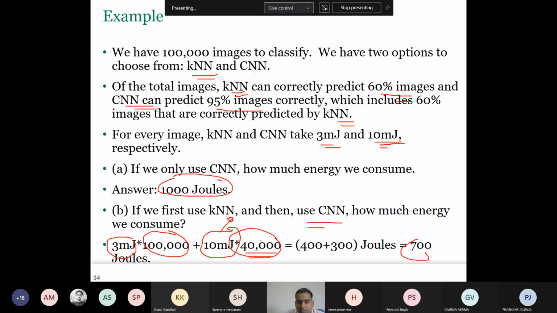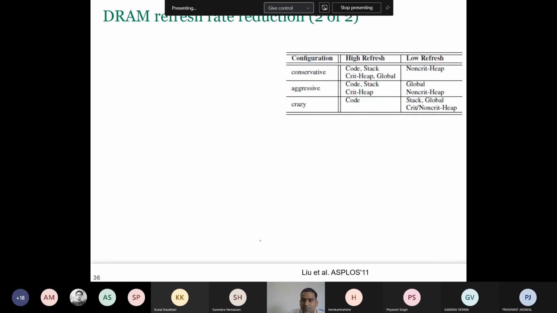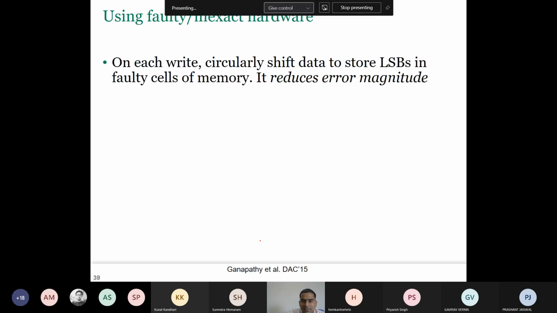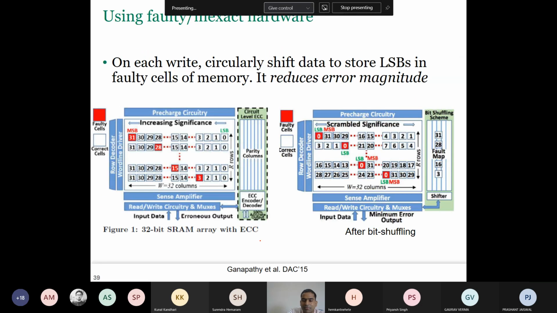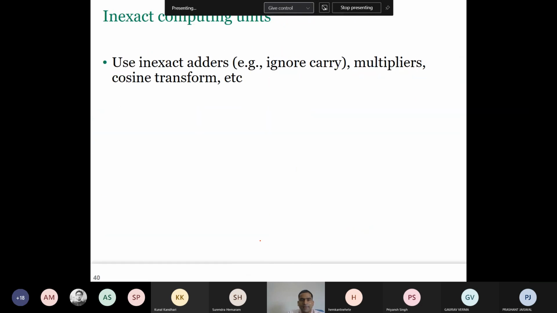Okay, so let's go forward. Now this part we had discussed. We discussed till this point. Okay. Now let us discuss new points.